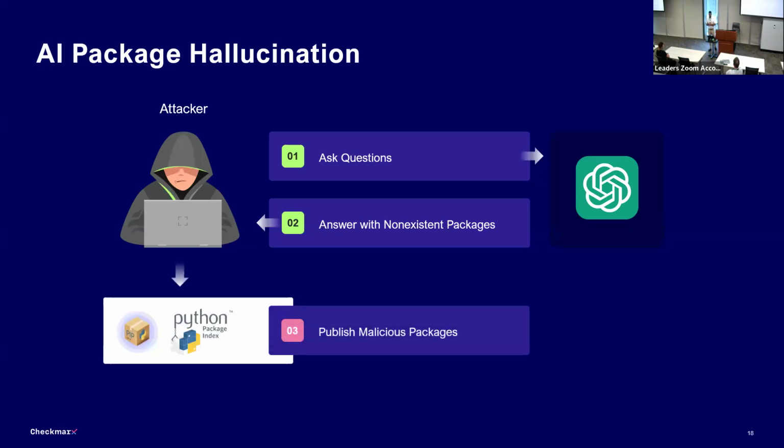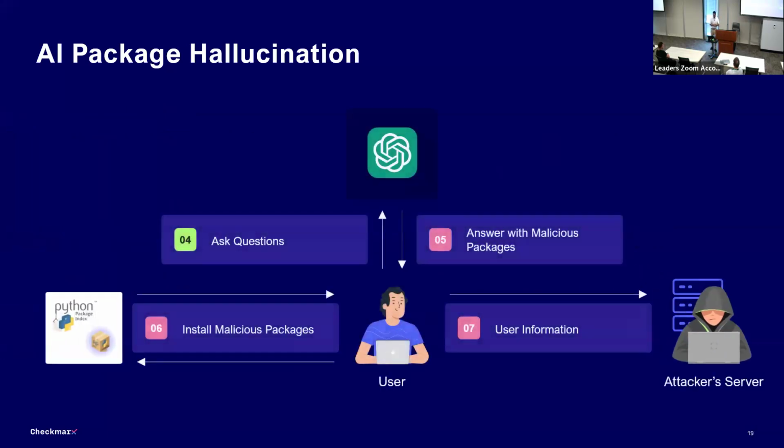When AI says use this package, they go look for it. It's not real. They look in NPM, they look in any of the package manager repositories. It doesn't exist. That gives the attacker a great idea. I will go create that package. So for anybody else asking that same question, it will exist, and it'll take them to my package that I created. And that's exactly what happens here.